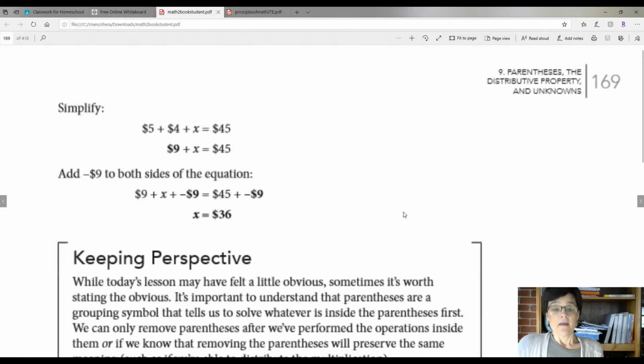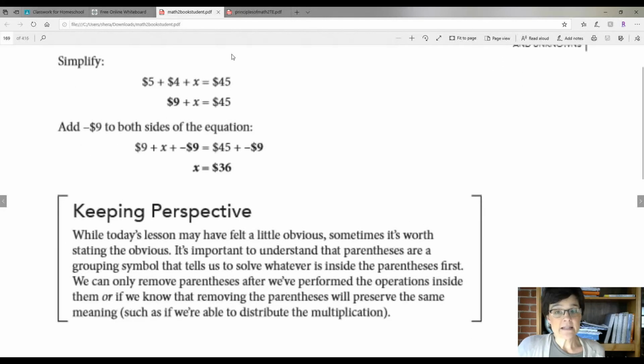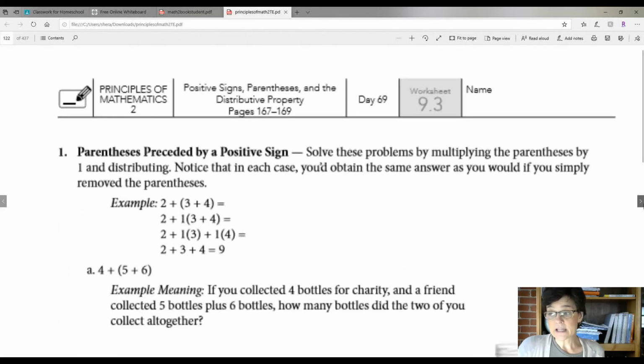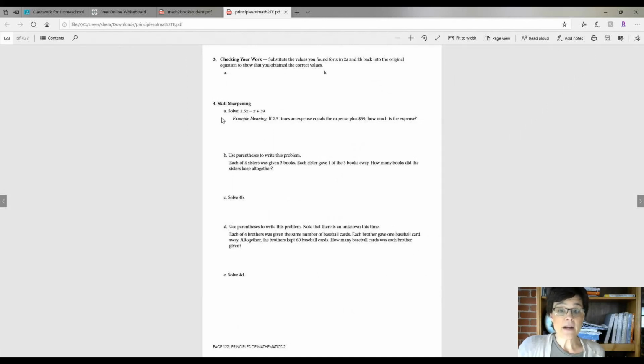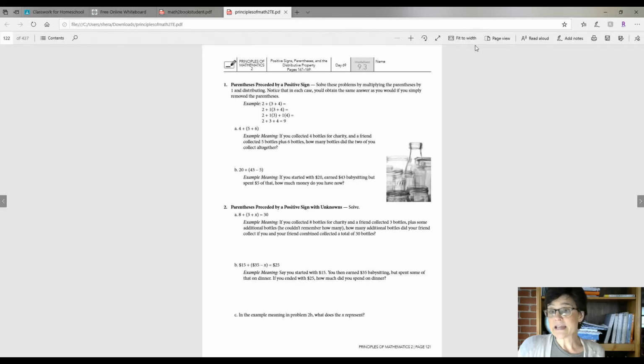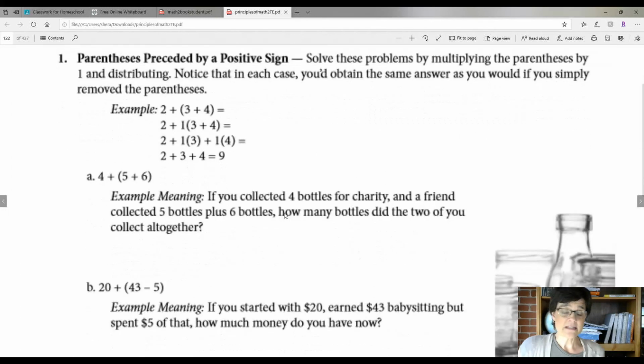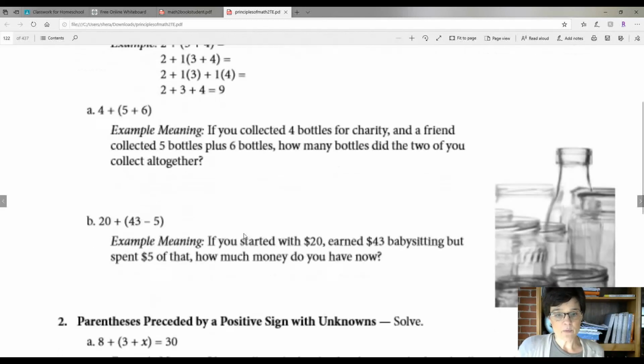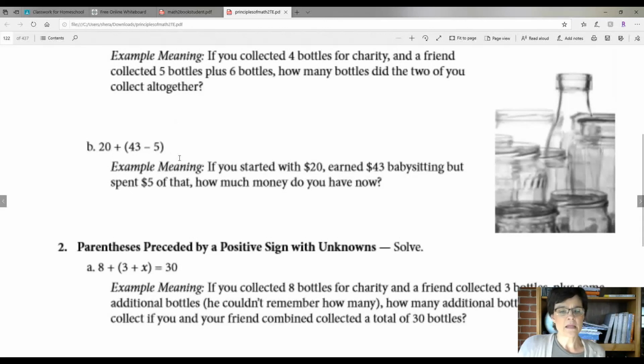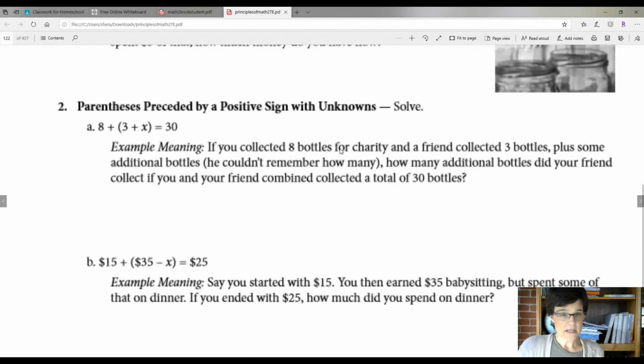Okay? So today's lesson on the worksheet is really easy. It's front and back. I'm going to grade the skill sharpening. There's 5 of those, okay? I don't even really need to go over this. This is really, really easy. It's just what we've done today. You're just using the distributive property. Just read each little sample here. Always read these example meanings because this shows you how the equation that they're showing you relates to you in real life. So just make sure you always read those, okay?